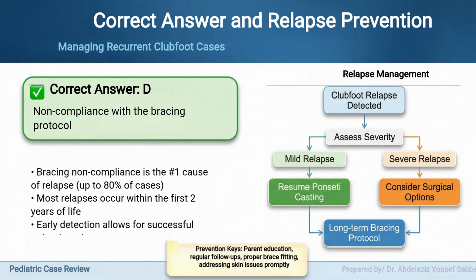The management algorithm for detected relapse depends on severity. Mild relapse is managed by resuming Ponseti casting followed by strict bracing protocol. Severe relapse may require consideration of surgical options, including tibialis anterior tendon transfer. All cases return to long-term bracing protocol after retreatment. 4 prevention keys should be reinforced at every clinic visit: thorough parent education, regular follow-ups, proper brace fitting, and addressing any skin issues promptly to maintain brace comfort and compliance.